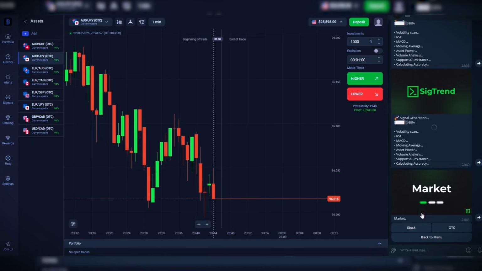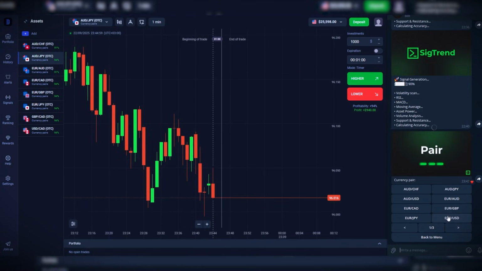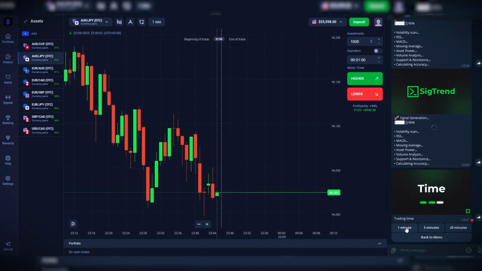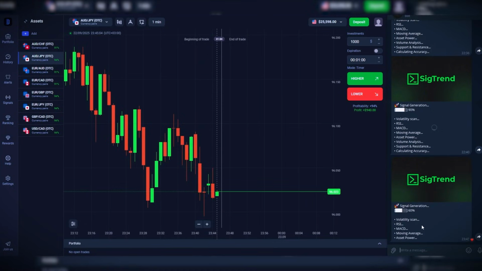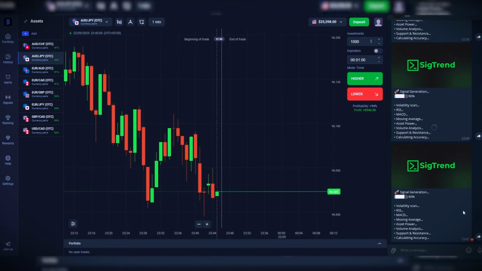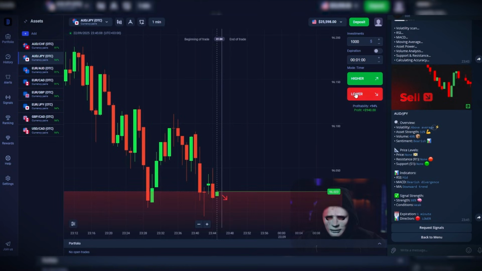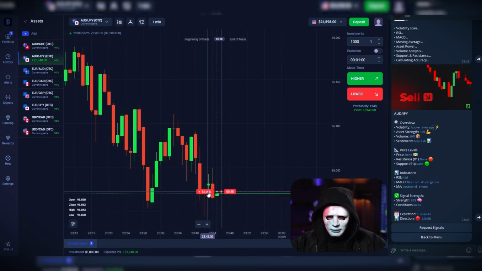For example, let's pick this currency pair. We also click on OTC, select this currency pair in the bot, and choose the time, 1 minute. I trade on the 1 minute time frame, so the bot calculates, analyzes, and gives us a signal for 1 minute. Again, we enter a $1,000 short position.